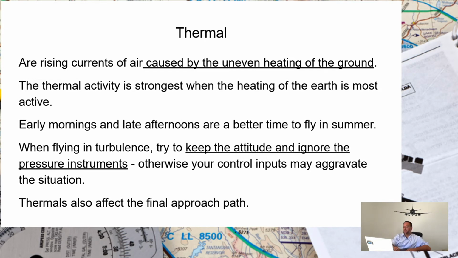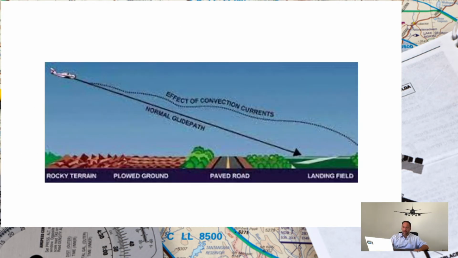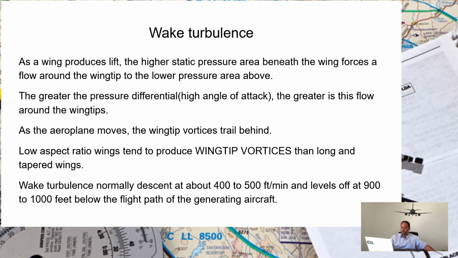When flying in turbulence, try to keep the attitude and ignore the pressure instruments. Otherwise, your control inputs may aggravate the situation. You're over controlling, man. The thermals also affect the final approach path. I took this image here. Hope they don't sue me, whoever the owner is. So yes, whatever is on the ground may affect your approach path, usually with thermal turbulence.